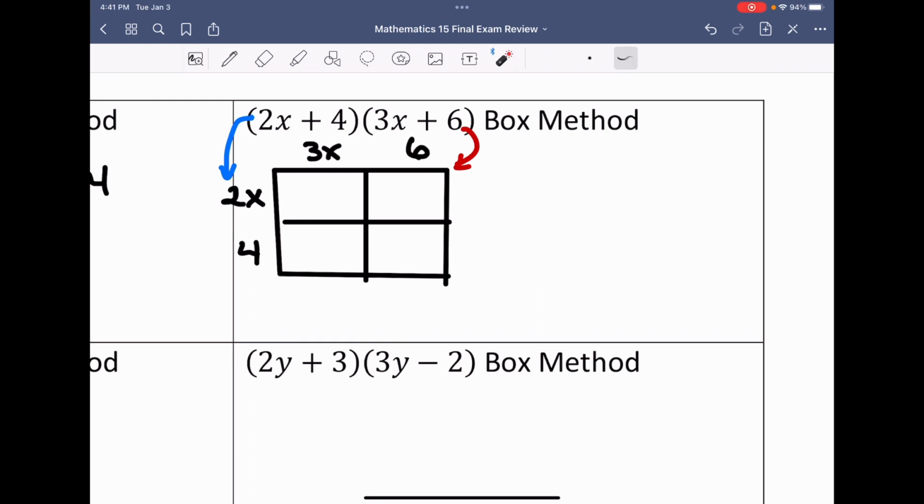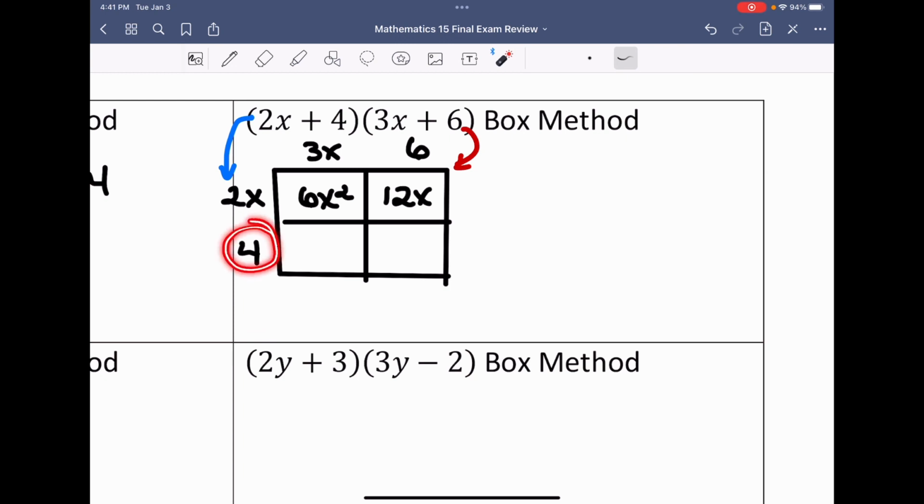Now, what we do is we go one by one and we multiply 2x by 3x, which will give us this box here. So when I multiply 2x by 3x, I get 6x squared. I then go, okay, if I multiply 2x by 6, I would get this box here and say it is 12x.